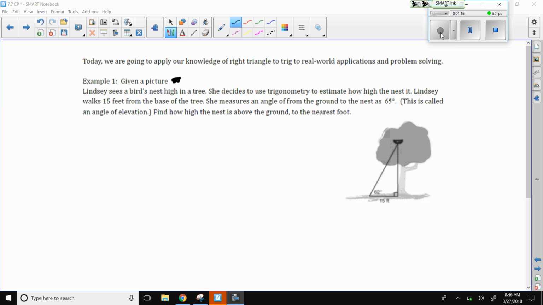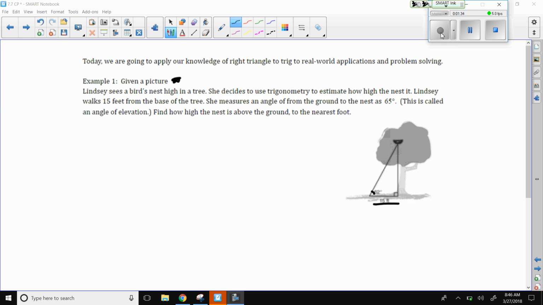Lindsay walks 15 feet from the base of the tree. She measures an angle here, 65 degrees from the ground to the nest. This is called the angle of elevation. She's looking up at it. Find how high the nest is above the ground.